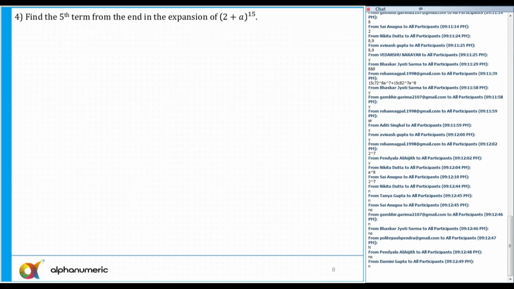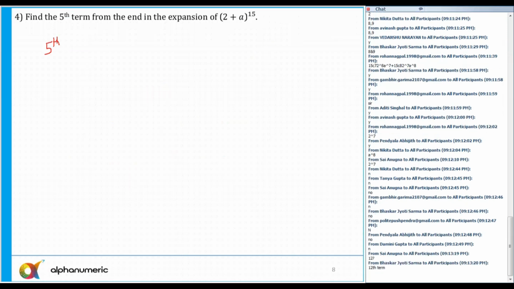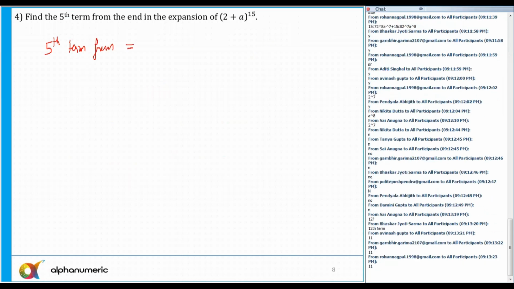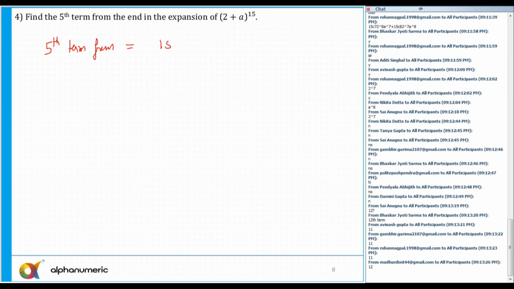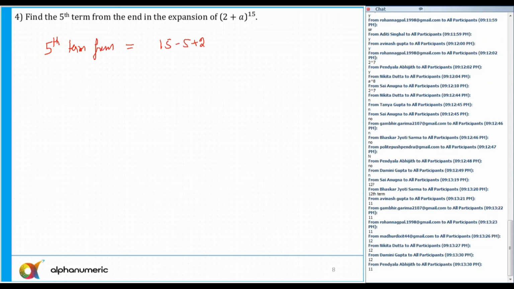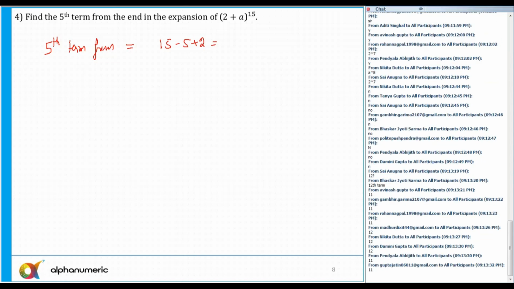So fifth term from end. It is equal to what? I can say that is 15 minus 5 plus 2. What is that? 15 minus 5 plus 2, that comes out to be equal to how much? That is 12th term. Means that is 12th term from beginning.